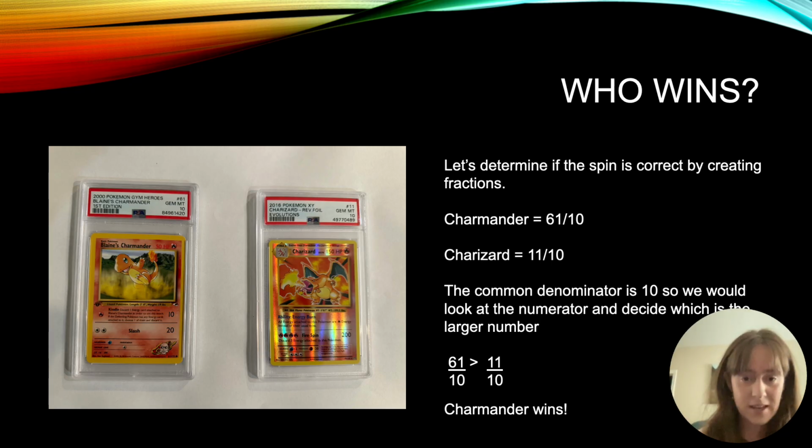Denominator. Is it the same numbers? Yes, they're both 10. Okay, now let's look at the numerator, the number on top. We have 61 and we have 11. What's greater? What's the bigger number? 61, exactly. 61 over 10 is greater than 11 over 10, so Charmander wins. We love it.